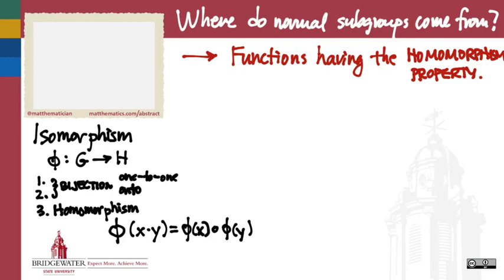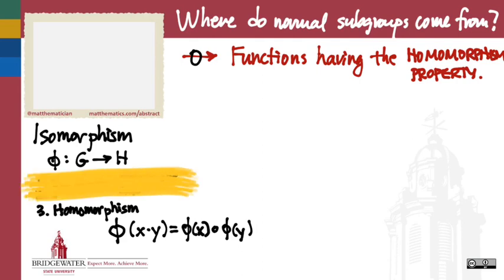Before we leave. So this is kind of the metaphysical answer to our question. If we can make a function that's not necessarily an isomorphism, so it might not necessarily have the one-to-one and onto business going for it. But if it has the homomorphism property, then it turns out it will define a normal subgroup for us. And this is going to be an important tool for us to finish up.